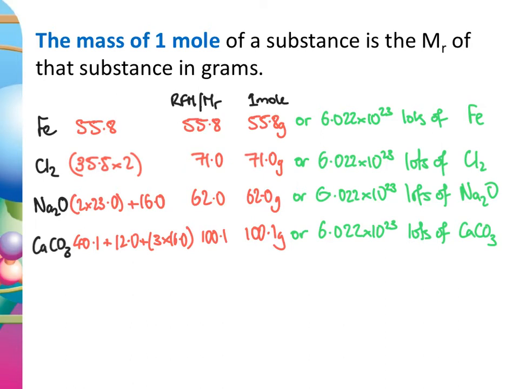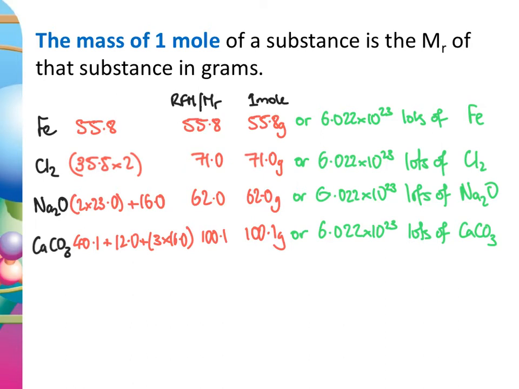If we look at chlorine, chlorine's formula is Cl2, so there are 2 chlorine atoms. So we're going to have 2 times the relative atomic mass of chlorine, which is 35.5. So that means the MR here is 71.0. That means the mass of 1 mole of chlorine is 71.0 grams. And then that means we have 6.022 times 10 to the 23 lots of chlorine molecules.